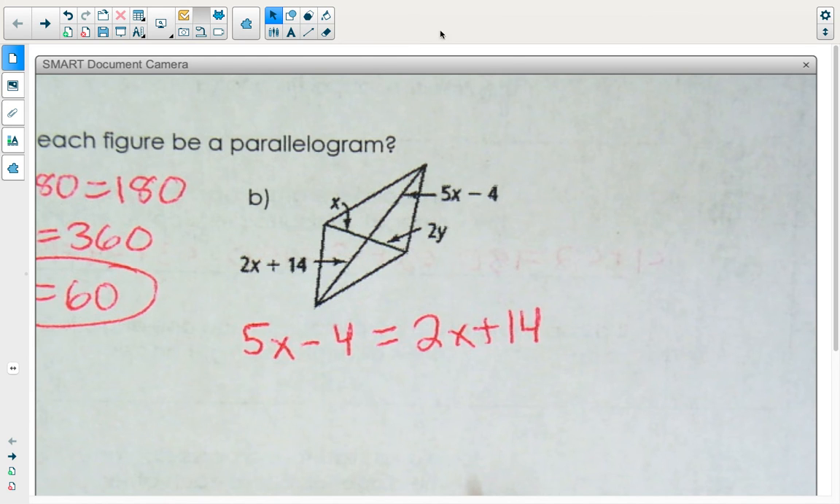Okay, same thing on the other side. I'm going to go through, and I know that x and 2y are congruent to each other. So x is equal to 2y.